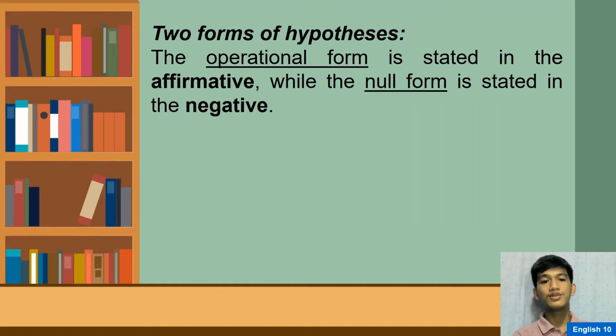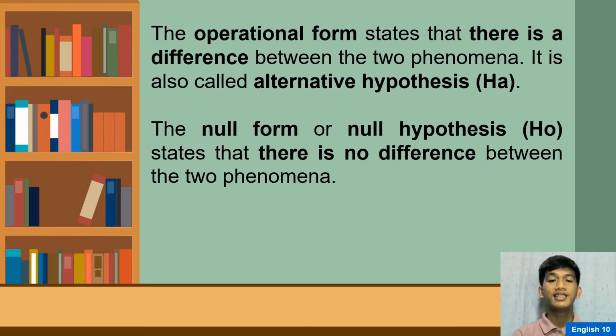Now here are the two forms of hypothesis. First one is the operational form, which is stated in the affirmative or positive form, while the null form is stated in the negative. The operational form states that there is a difference between the two phenomena. It is also called the alternative hypothesis, and we have this symbol for the alternative hypothesis, which is HA. For the null form, or the null hypothesis, we have the symbol HO. It states that there is no difference between the two phenomena.